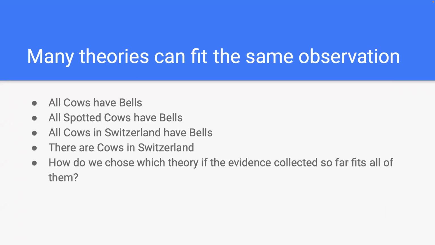Well, you could make many theories about this. You could say all cows have bells. You could infer all spotted cows have bells, or all cows in Switzerland have bells. Or maybe you would just take the minimum and say, well, at least I know there are cows in Switzerland. That's my hypothesis. So all the data that you collected fits all of these hypotheses. So how do you choose which one to pick?